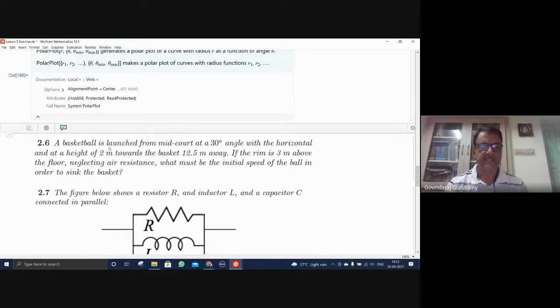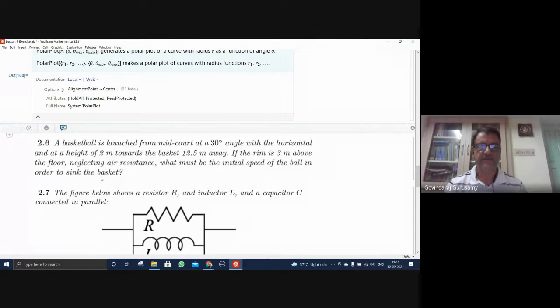Okay, this problem, as I said: a basketball is launched from mid-court at a 30-degree angle with the horizontal and at a height of 2 meters toward the basket, 12.5 meters away. This is the distance. If the rim is 3 meters above the floor, neglecting air resistance, what must be the initial speed of the ball in order to sink the basket? Which means what should be the speed with which it should be pushed out with an angle of 30 degrees so that it can go and fall in the basket. So this is an easy problem.